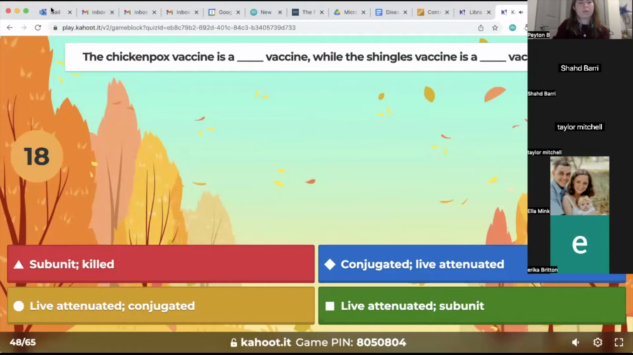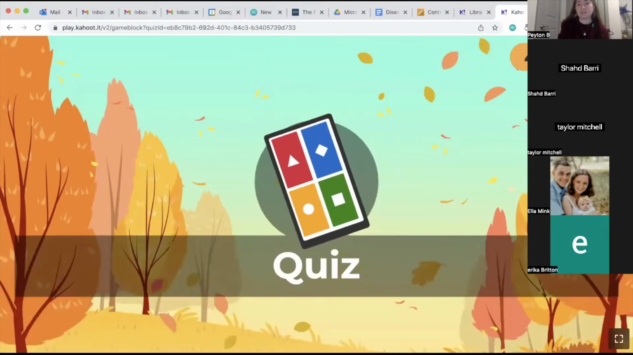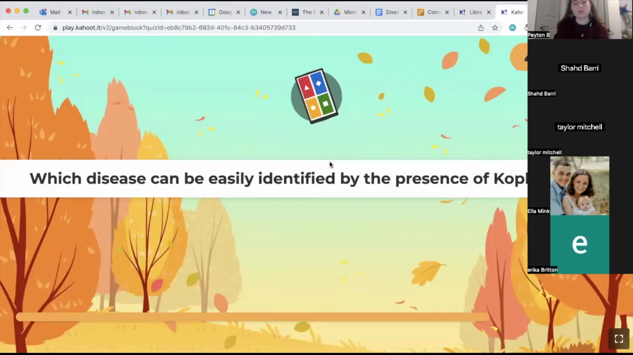Yeah. So this is about our chickenpox vaccine. So chickenpox is a blank vaccine, while shingles is a blank vaccine. Kind of against the same virus, but they're different things. All right, so your chickenpox vaccine is a live attenuated vaccine, and your shingles vaccine is a subunit vaccine. So I don't know the best way to remember that. Kind of like shingles comes later, and so you don't need as much of it. Whatever mnemonic works for you.